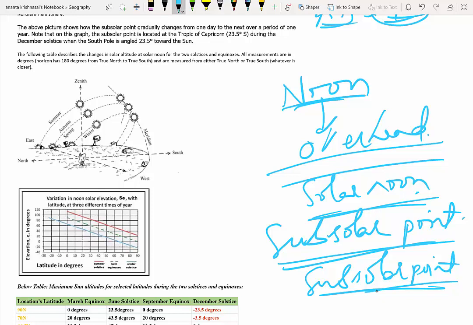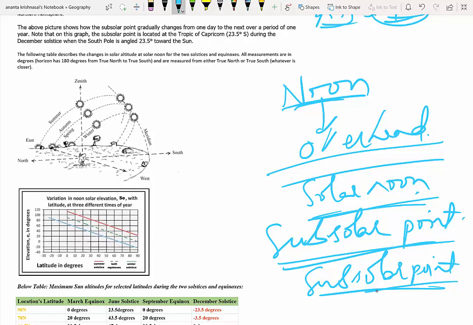So during the summer solstice, we find that the subsolar point is moving towards the Tropic of Cancer, because at this time, as I told you, the North Pole is inclined 23.5 degrees towards the sun, and hence on the day of summer solstice, any location on the Tropic of Cancer must be considered as a subsolar point.